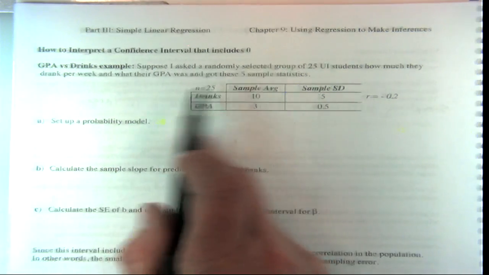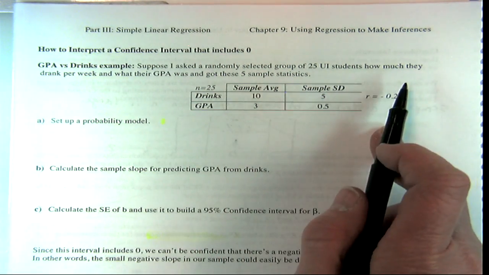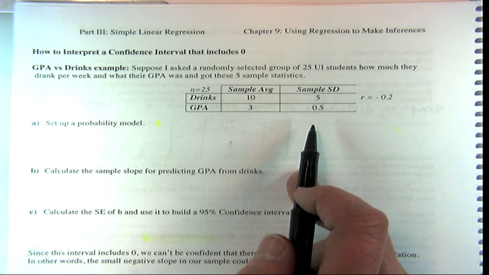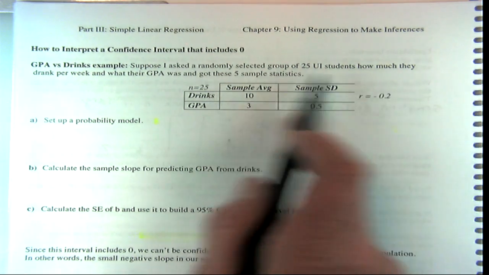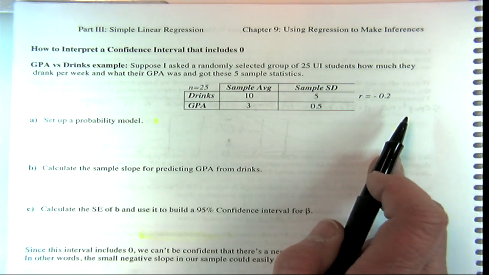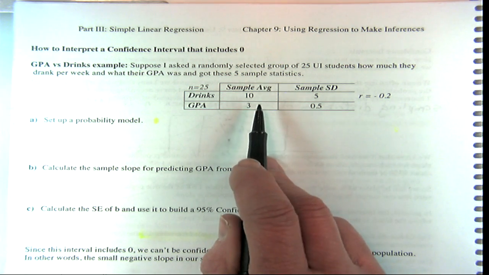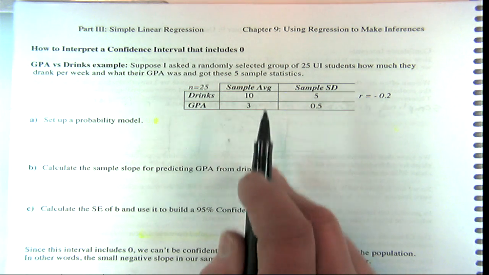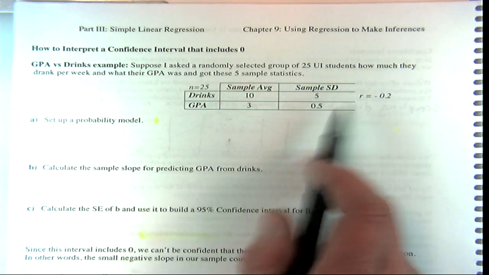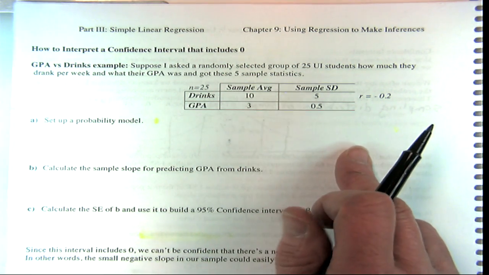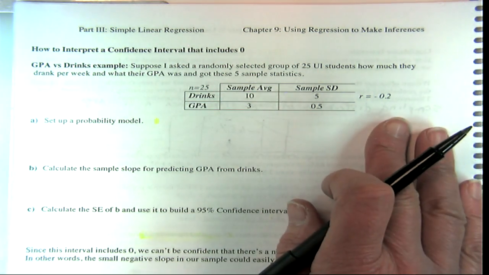Okay? So suppose I asked a randomly selected group of U of I students how much they drank per week and what their GPA was, and let's say I got these 5 sample statistics. The average number of drinks per week and the average GPA are made up, but very loosely based on some past Stat 100 data.